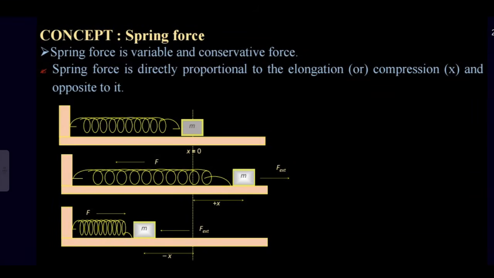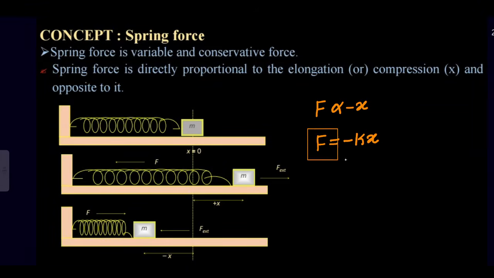Look at now. Whenever there is a compression or elongation, only then is a spring force developed. The spring force is directly proportional to minus x, where x is called the elongation or compression. And the spring force is always opposite to the elongation. That's why there is a minus sign. Now we can use a proportionality constant k, where k is called the spring constant.